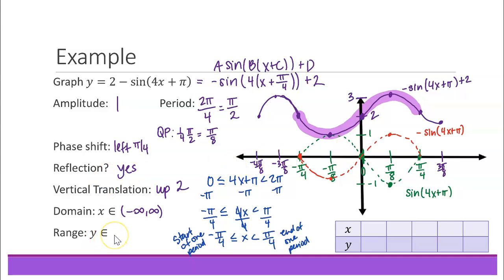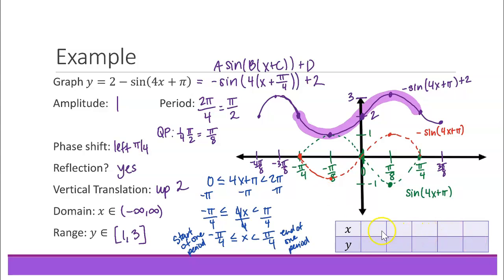So now with the graph drawn, we can identify the range. The least y value is 1 and the greatest y value is 3. So our range is going to be 1 to 3, including 1 and including 3, because we hit everything in between there.